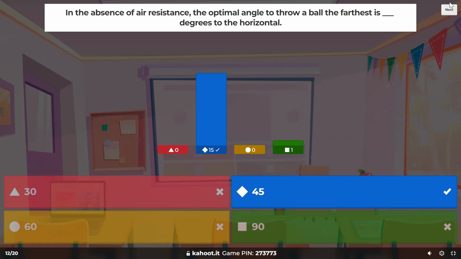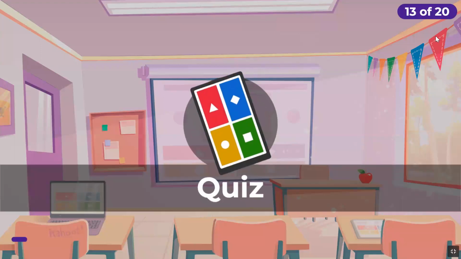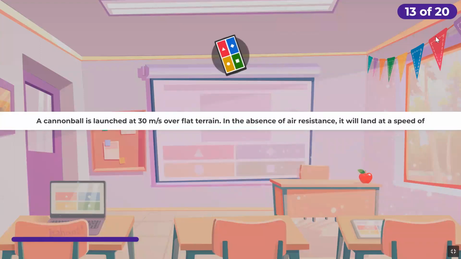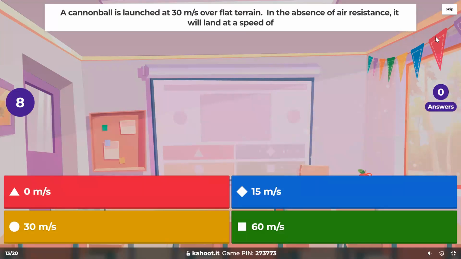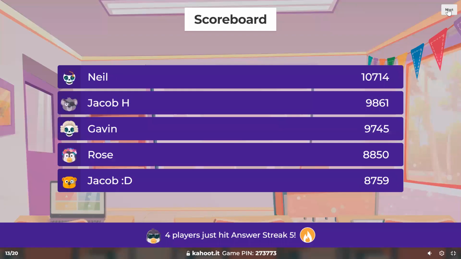All right, so good call on 45 degrees to the horizontal. Points all around. A cannonball is launched at 30 meters per second on flat terrain at whatever angle. It will land at a speed of what? You launch it at some angle, it slows on the way up, speeds up on the way down, and lands at the same speed that you launched it. There you go. Equal speeds at equal elevations. That's a symmetry question. You guys nailed it.